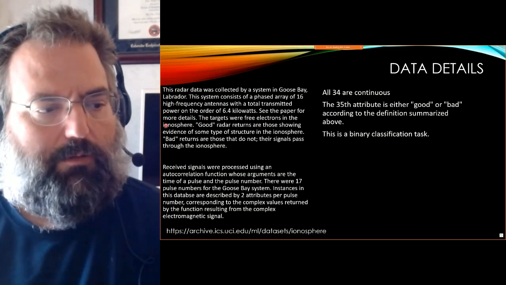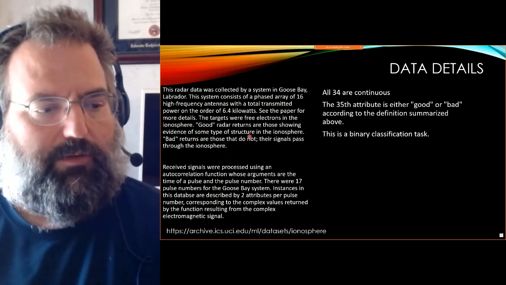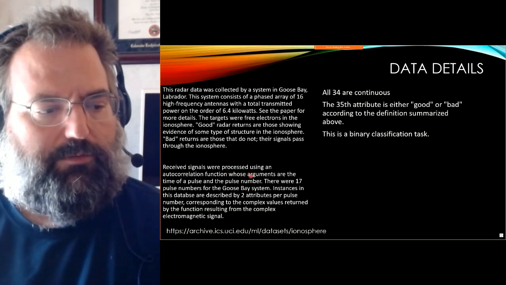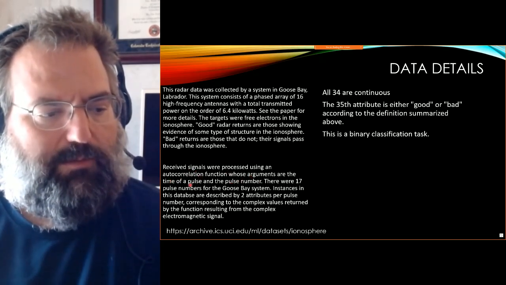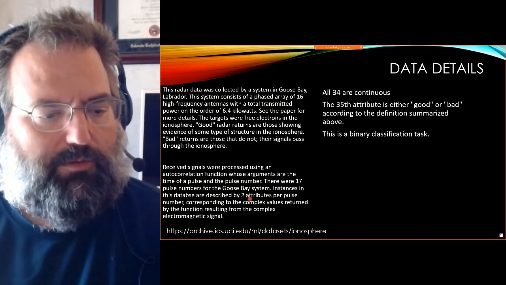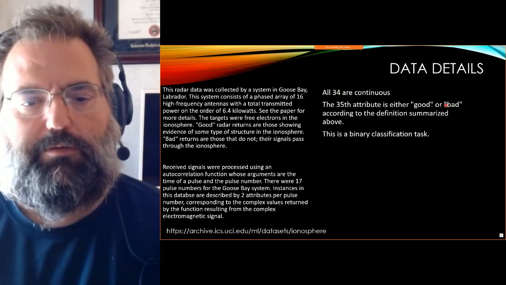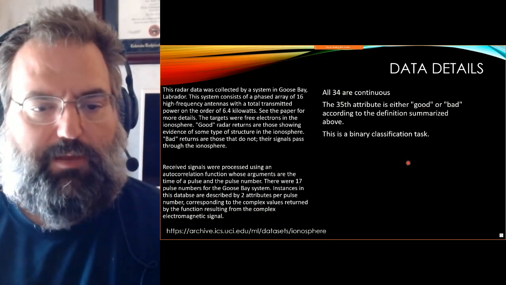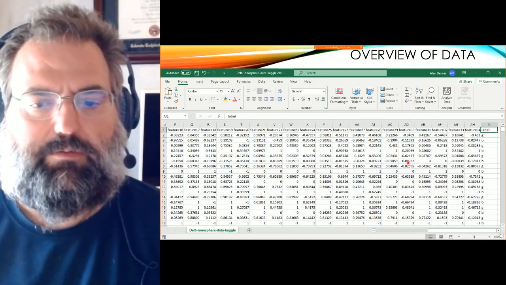Good radar returns are those showing evidence of some type of structure in the atmosphere. The bad ones don't; the signals pass through the atmosphere. Received signals were processed using an autocorrelation function whose arguments are the time of the pulse and the pulse number. There were 17 pulses in Goose Bay, and each one of them is described with 2 attributes. So that's where you get the 34 plus the 35th item, which is if it's good or it's bad. And this is, just to be stating the obvious, a binary classification task.